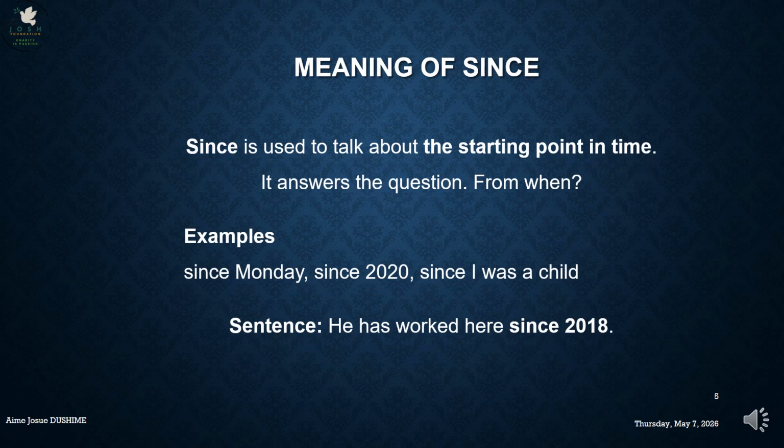Let's go with the second word, which is since. Since is used to talk about the starting point of time. Where do you start the action? The start of something, the starting point of a time. It answers the question from when. When I ask you from when, you can say since Monday, since 2020, since I was a child, or use it in a sentence like he has worked here since 2018. That's the use of since.